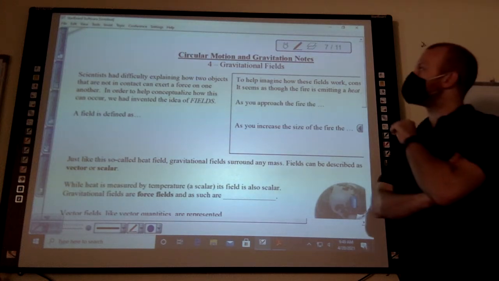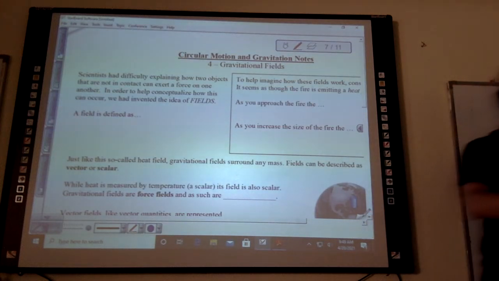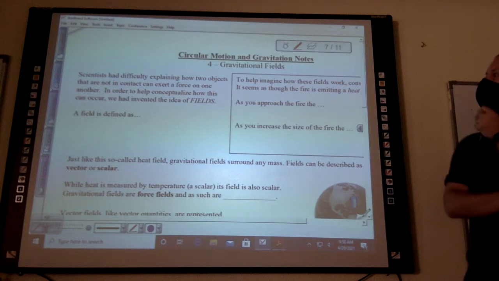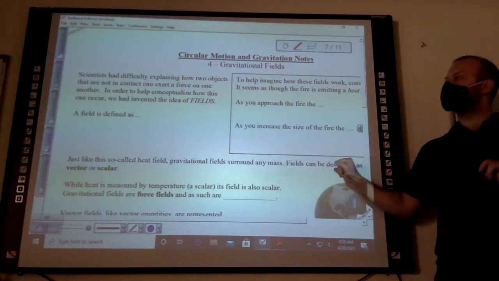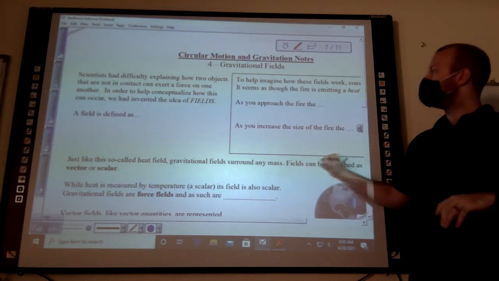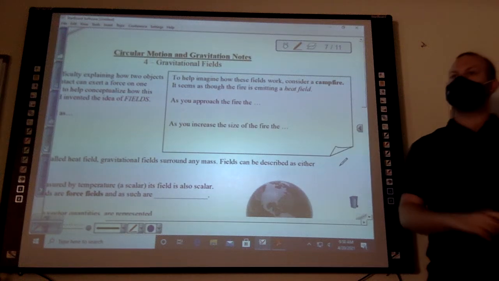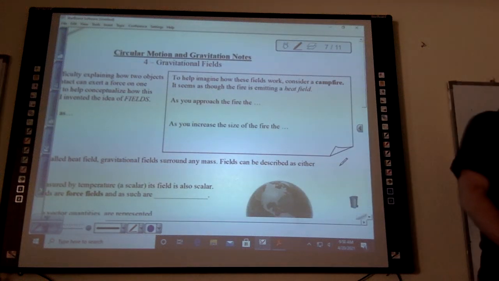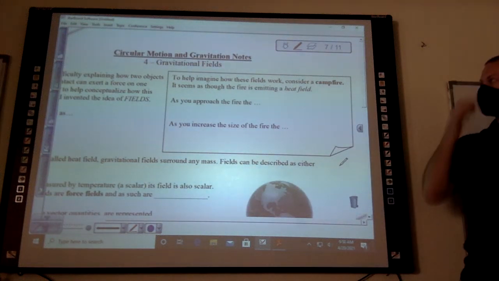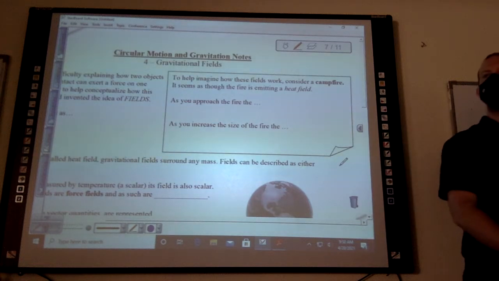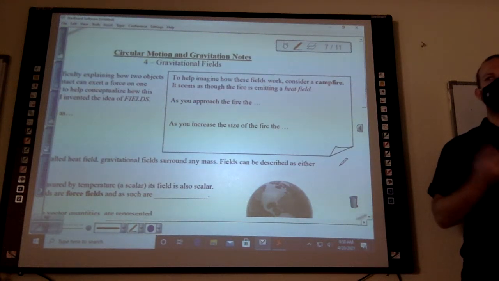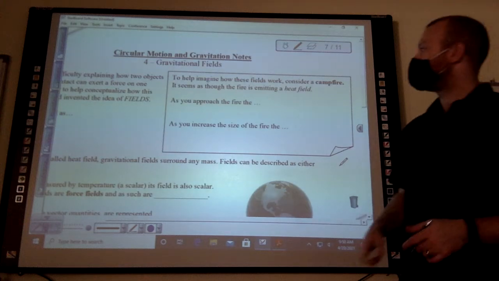Do you remember some ideas about a gravitational field? I compared field strengths to fires. Do you remember something like this? If you wanted to experience a greater amount of heat, what do you do? Get closer, or make the fire bigger, which is probably what you were alluding to.